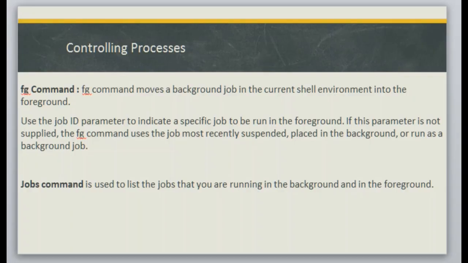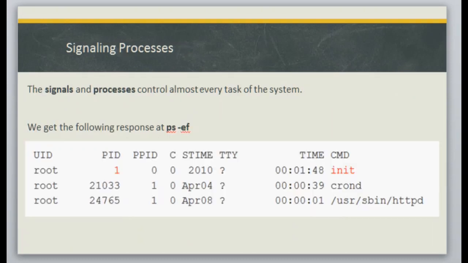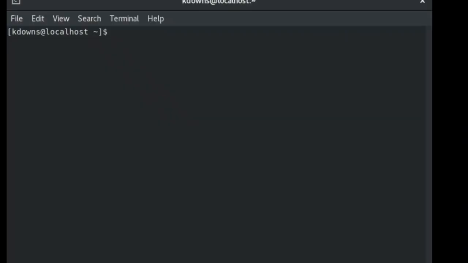And as we just saw, the jobs command is used to list the jobs that you're running in the background and the foreground. So the signals and processes control almost every task of the system. We get the following response at ps -ef. When we type that in, we can see all the different processes running. So let's go ahead and take a look at some of those commands we just talked about.